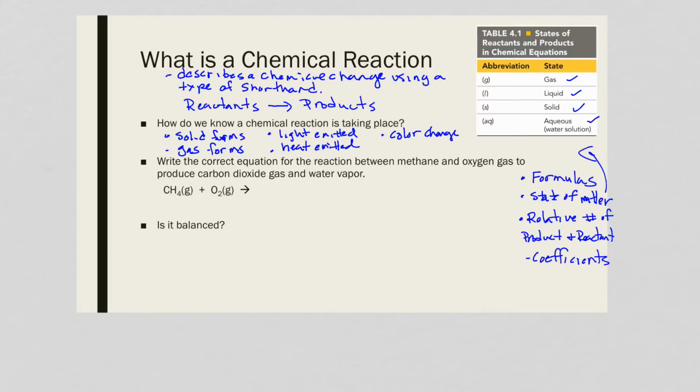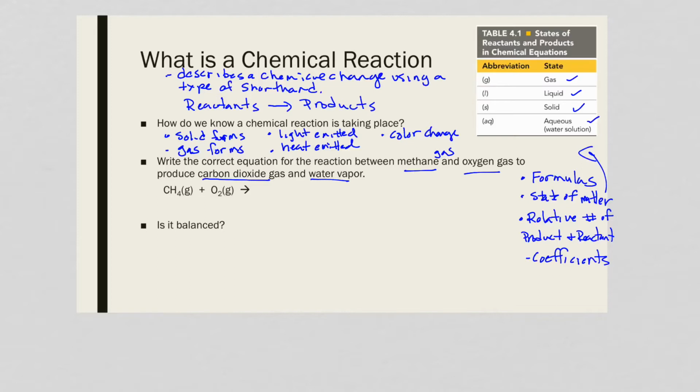Okay, so now let's look at a potential chemical reaction. It asks me to write the correct equation for the reaction between methane and oxygen gas to produce carbon dioxide gas and water vapor. So methane, right, and this probably should tell us it's methane gas at this point.